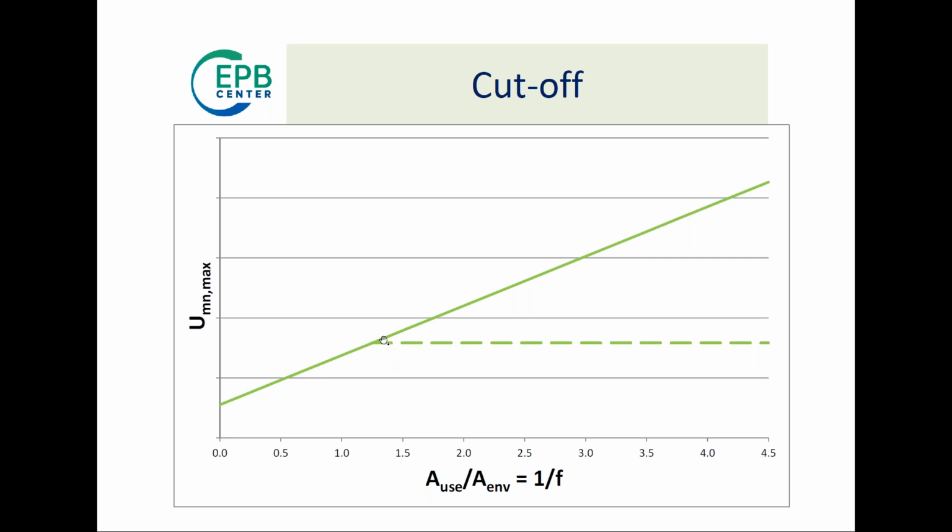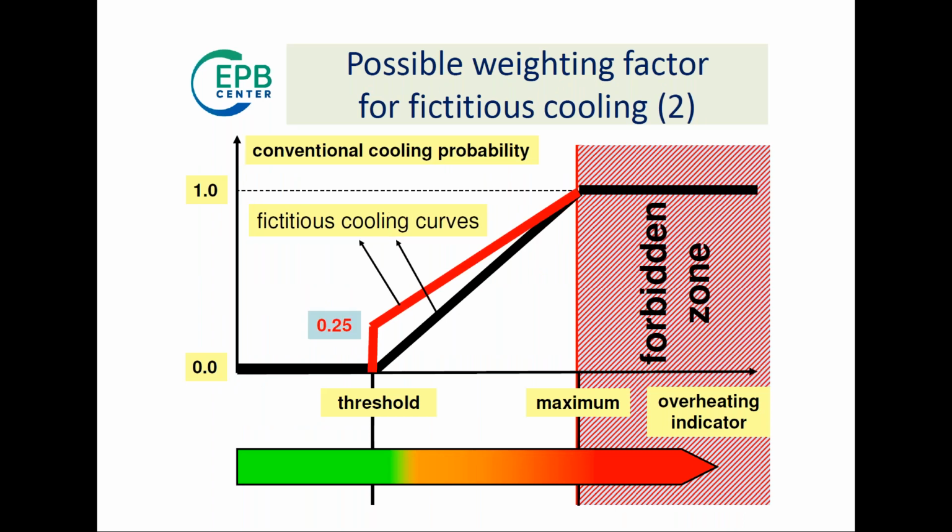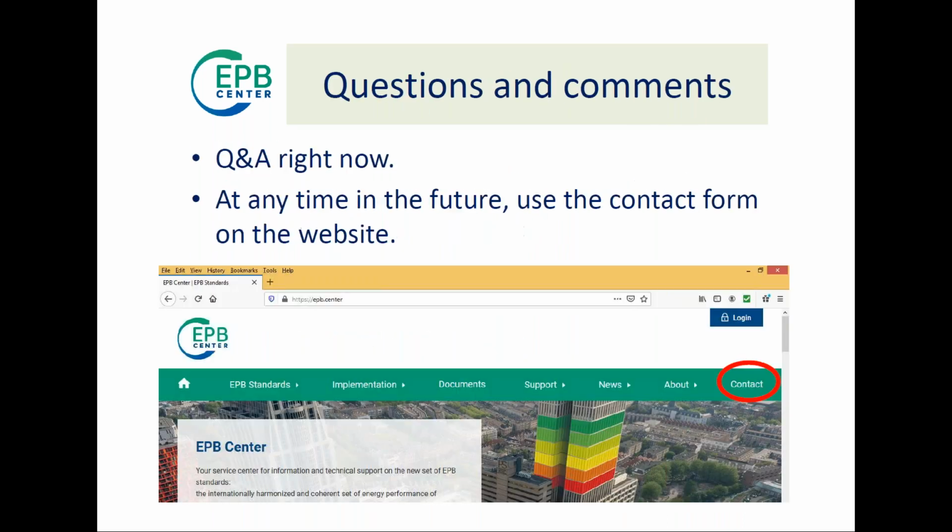For the sake of time, I will now skip the last slide on how fictitious cooling could be integrated in the overall EPB indicator, but you can find this in the technical report. So I skip this, and we can then go to the questions.